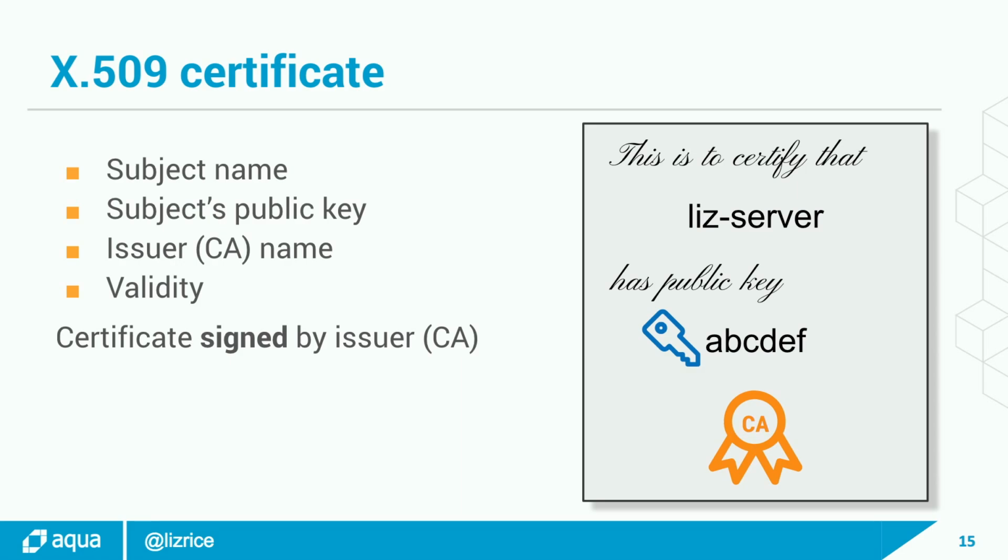You might come across the term X509. It's just the name of the standard that defines what certificates look like. And they're not actually as complicated as X509 certificate sounds. If you think of it, it's got the identity that we're going to establish, so in my example, it's Liz server. It's got the public key that we're going to associate with that identity. And then it's been signed by somebody that we trust, a certificate authority. And it may also have some date range that it's valid for.